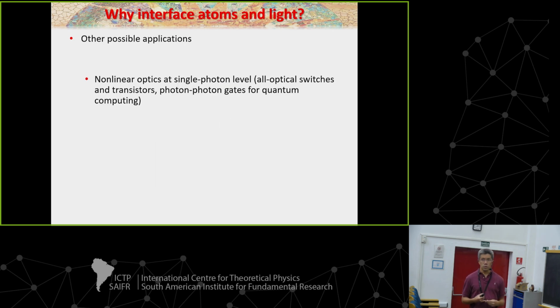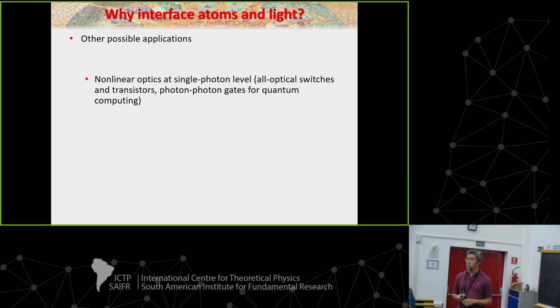So aside from generating non-classical states of light, or single photons, you can also, even at a pictorial, cartoonish level, imagine other things that you could do with atom-light interfaces. So another big application, or class of applications, is nonlinear optics at the single photon level. So nonlinear optics is about getting pulses of light to interact with each other. So it's been a dream, I guess, for a long time in classical optics to maybe build something like a photonic transistor rather than an electronic one.